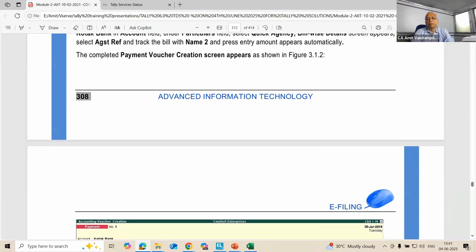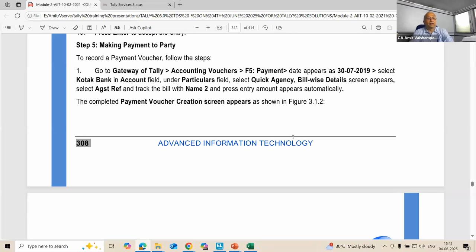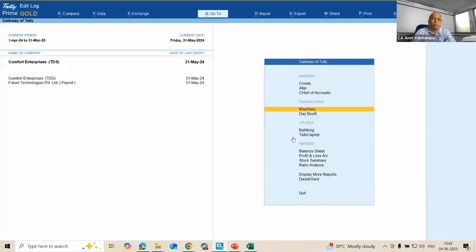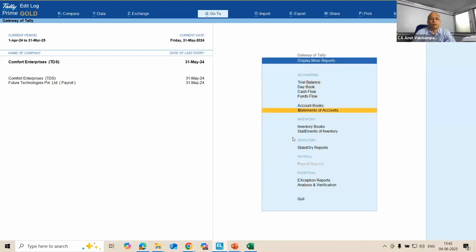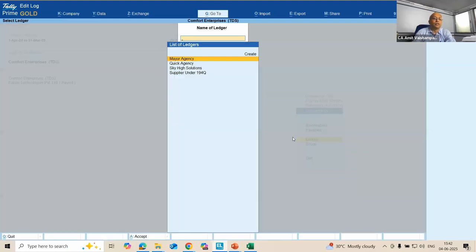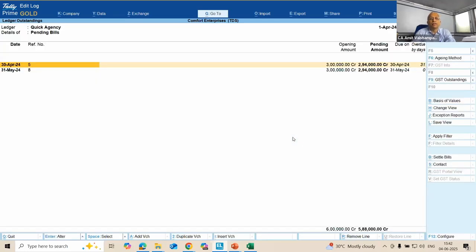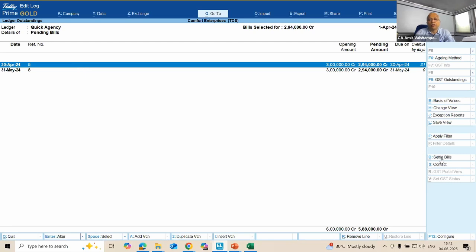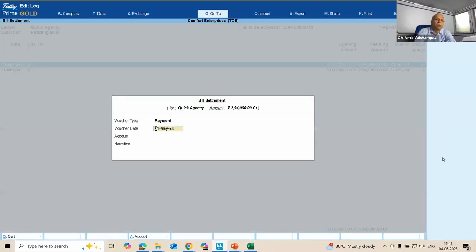Okay, now comes the payment part of it. The payment to the party is also not required to be passed as a normal payment voucher. What is expected at this level is to go to display, statement of accounts, outstandings, and go to that particular ledger. Let's say we are going to the ledger of Quick Agencies. We'll see two transactions pending. As of 31st May only one transaction is due, so we select it by pressing the space bar, and then on the right hand side we have an option called settle bills. We just click on settle bills, and it generates a payment voucher for us.